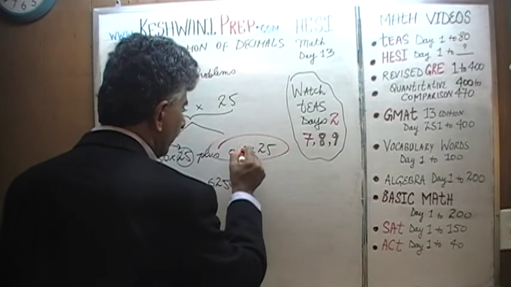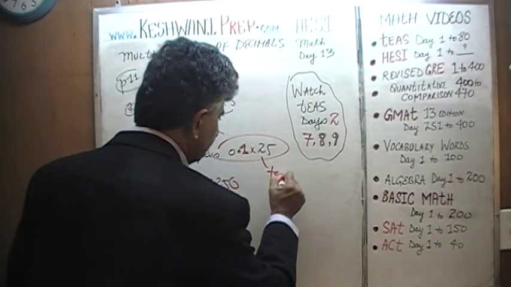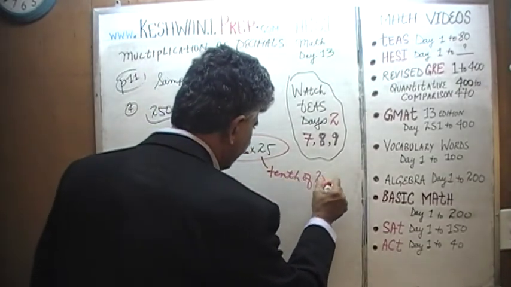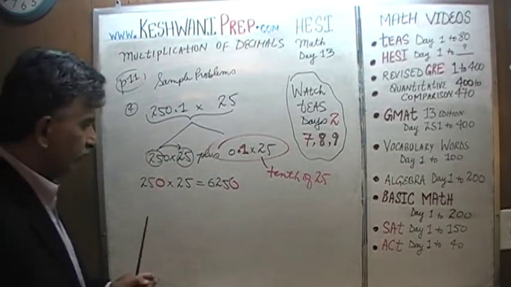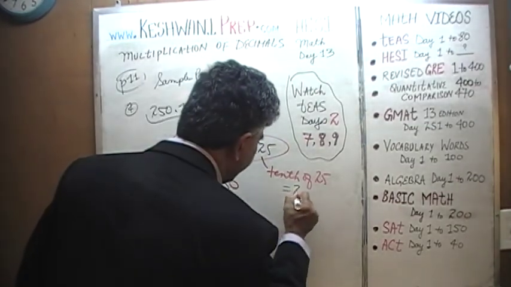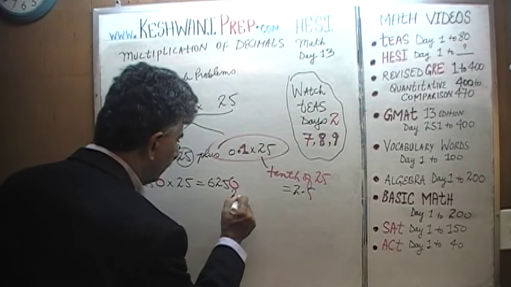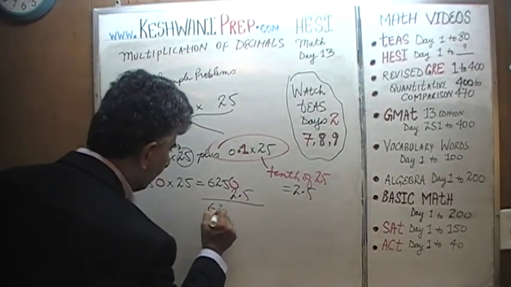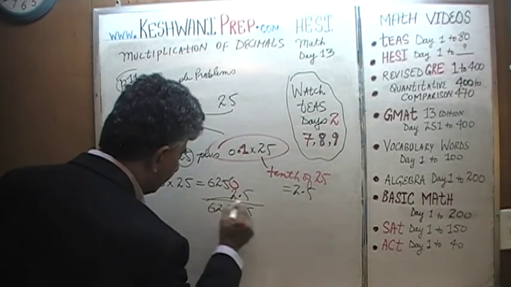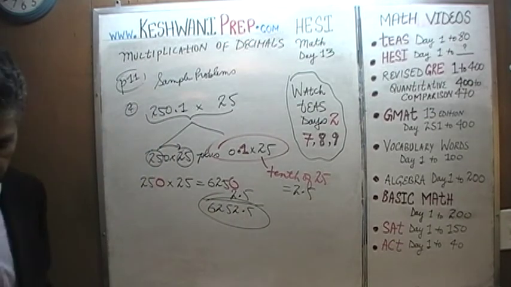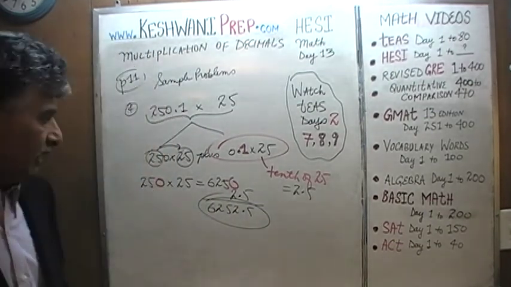The rest is very simple. 0.1 is a tenth. How much is a tenth of 25? A tenth of 25 is simply 2.5. You just add it up, and you're done. That's your answer: 6252.5. That is going to be the final answer.